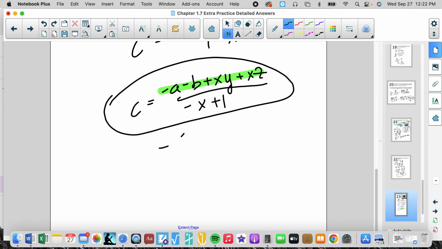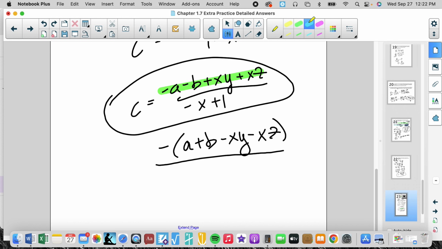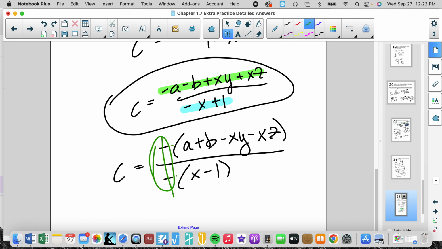So if I factor out a negative from the top, that changes the a, it changes the b, it changes the xy, and it changes the xz. And we need those parentheses. And if I take a negative from the denominator, from each of those terms, I factor out a negative from the negative x, becomes positive x, factor out a negative from positive 1, becomes this. Why was that beneficial? Because now, since this negative is multiplying that quantity and we're dividing, those cancel out.